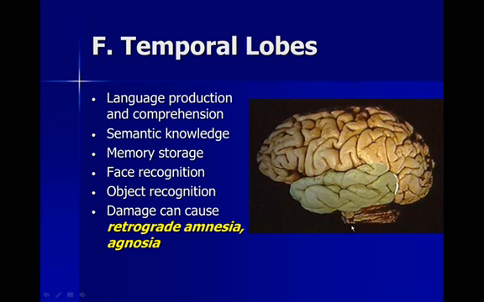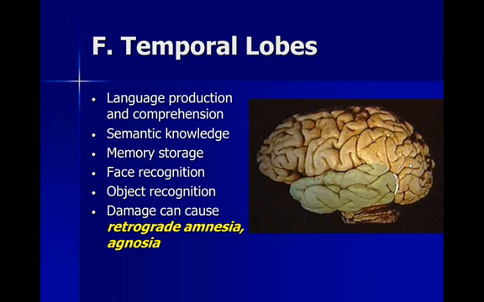The temporal lobes are involved in language production and comprehension, so semantic knowledge, memory storage, face recognition, and object recognition. In fact, there's a specific part of the brain called the fusiform face gyrus, which is responsible for processing visual information in faces and recognizing a person's face. Damage to the temporal lobes can cause different kinds of amnesia, both retrograde and anterograde amnesia. Retrograde amnesia is loss of previous memories. Anterograde amnesia is an inability to create new memories.